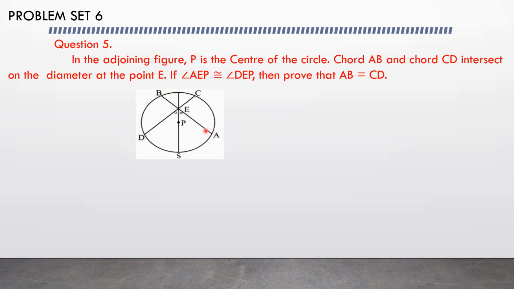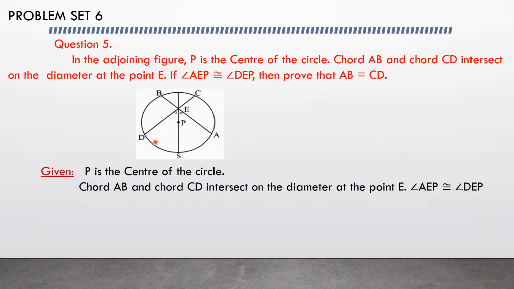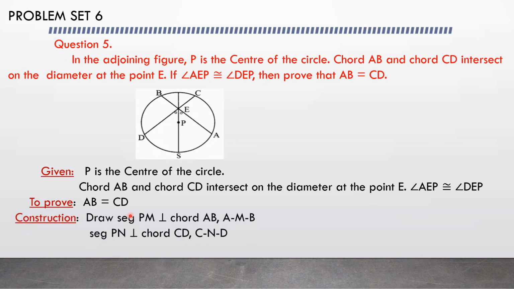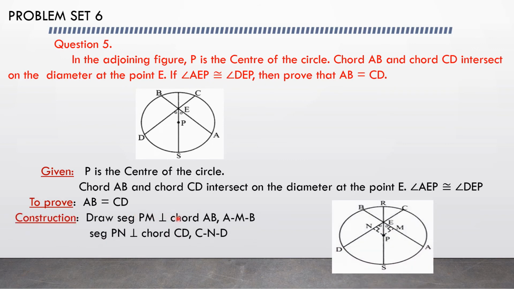First write the given: P is the center of the circle, and chord AB and chord CD intersect on the diameter at the point E, and angle AEP is congruent to angle DEP. To prove: AB is equal to CD. Then construction. Draw segment PM perpendicular to chord AB, that is A-M-B, and segment PN perpendicular to chord CD, this is C-N-D.